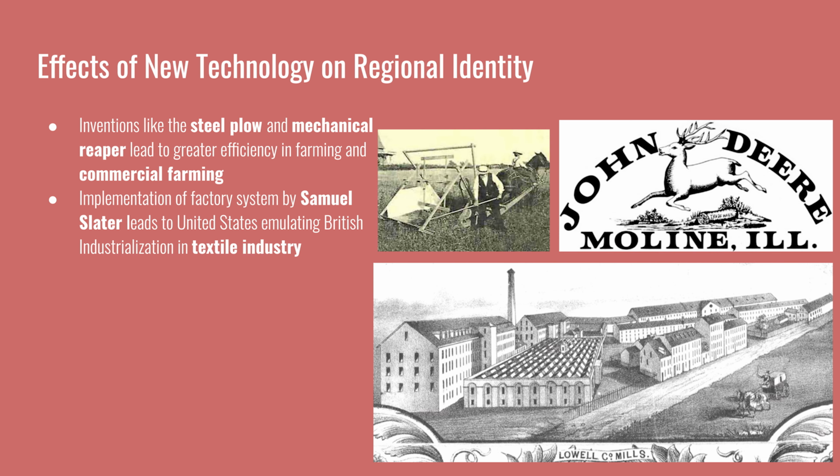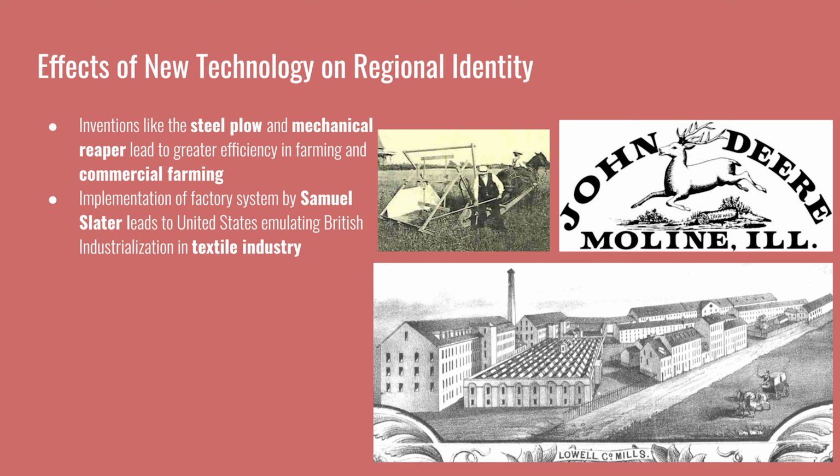Inventions like the steel plow and the mechanical reaper lead to greater efficiency in farming. Farmers are able to plant more crops, harvest them faster, and ultimately plant across more land. Thus, there is a rise in commercial farming. The eastern areas are not going to plant their own food. They're going to start to rely on commercial farms that are in the West.